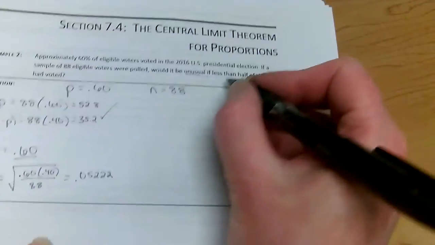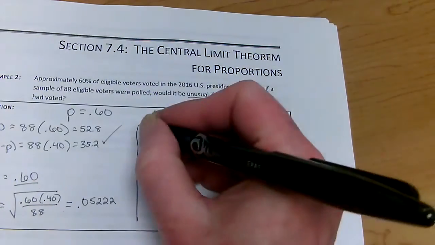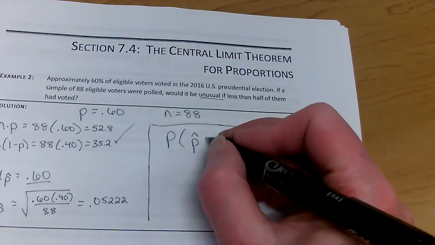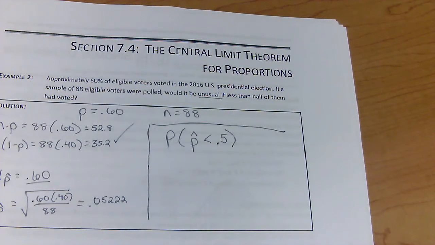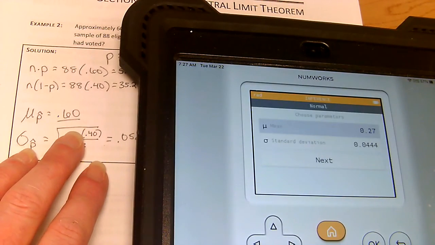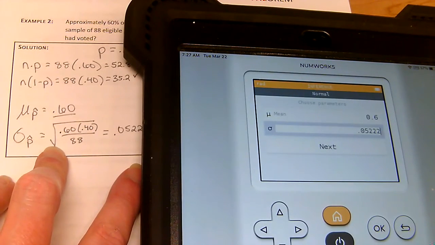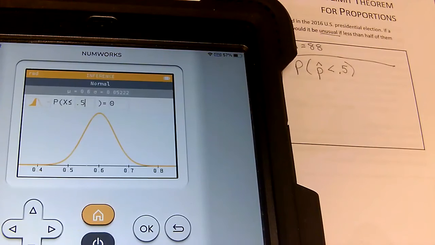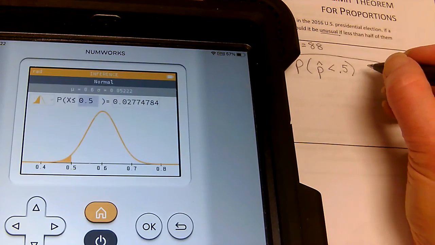And we are trying to find out if it's unusual if less than half of them had voted. So we're going to be looking at the probability that our proportion from the sample is less than half, so less than 0.5. So I need to go in and change my mean and standard deviation, 0.05222. And we want to see what the probability is that less than half of the people voted. And it is 0.0277.